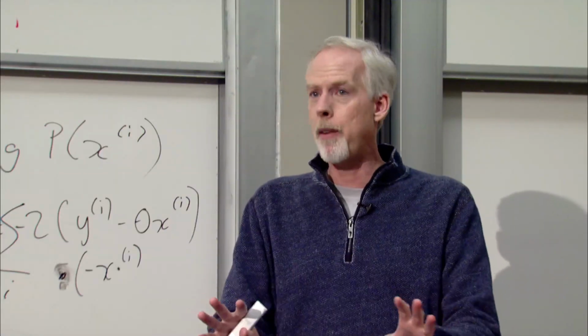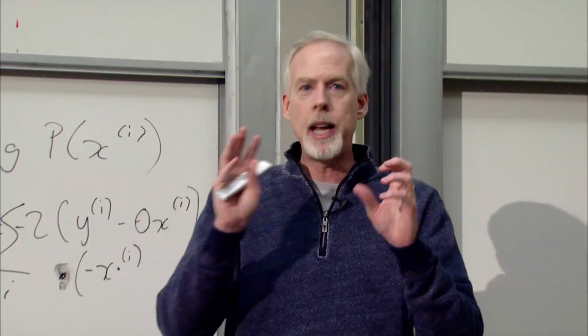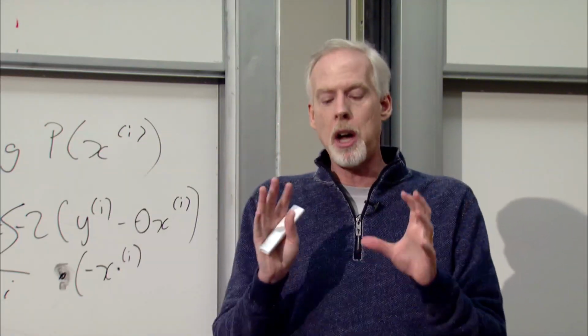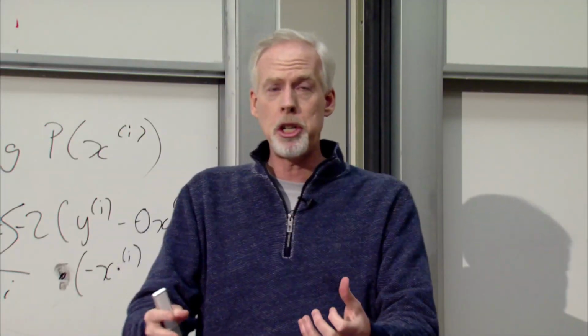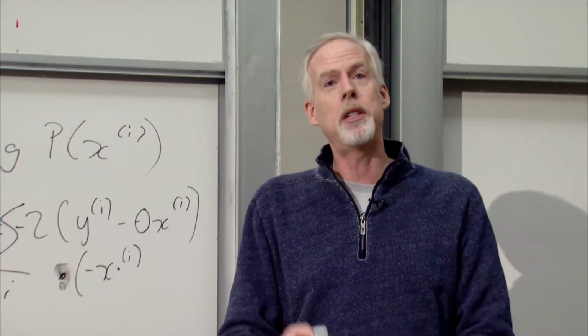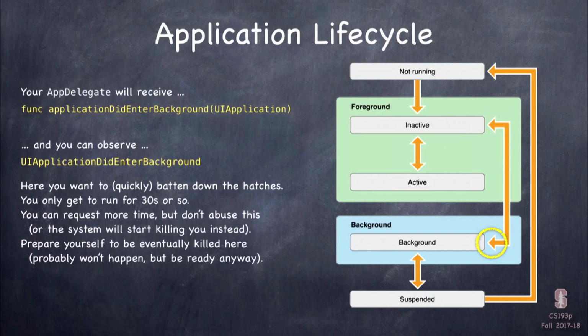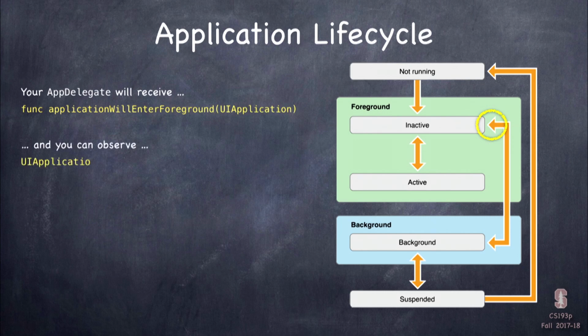So you want to not have any files open that are going to get corrupted if it gets closed, or any unsaved data. Close things up here. That's what it is, and you get 30 seconds to do it. You can ask for an extension, short extensions of time, but if you ask too much, the system will stop granting you those extensions. So pretty much think about you've got 30 seconds or so to get your hatches battened here.